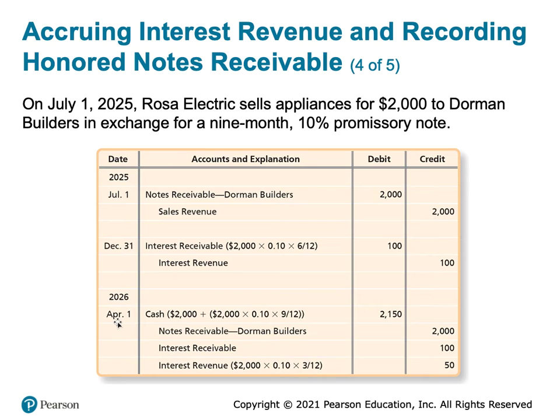Then on April 1st at maturity, you can see that we received the cash by debiting it for the maturity value, the principal plus all the interest. We've eliminated the notes receivable by crediting notes receivable. We're eliminating interest receivable with a credit, and then we're increasing the interest revenue for the interest we earned from January 1st to April 1st with this credit to interest revenue.